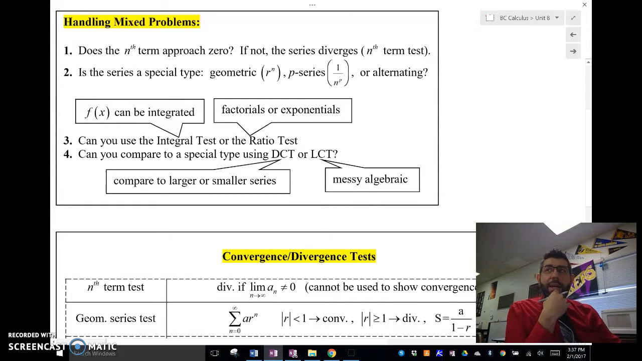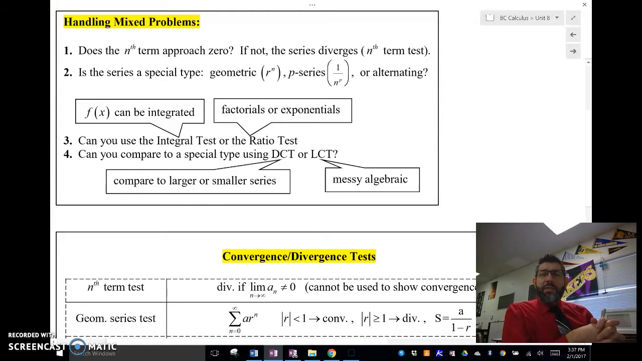Let's think, okay, can I integrate this bad boy? Is it something that I think I can integrate easily, or I can see in it somewhere where it has some integration I can deal with? If it does, then I can use the integral test. Or does it have factorials and exponentials that I can easily get rid of, like we did in the ratio test just in the last video? If we could do that, then we're going to use the ratio test or the integral test.